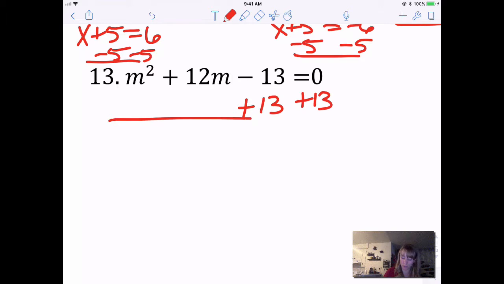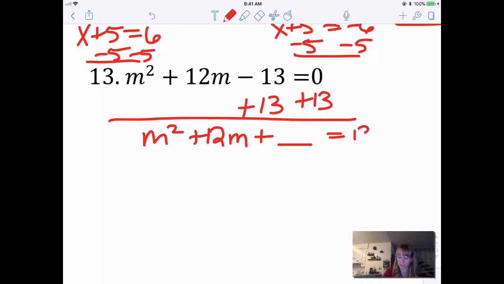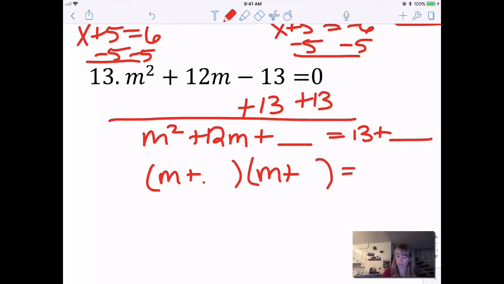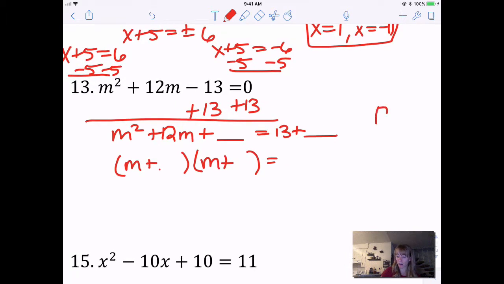It's like an extra number. m squared plus 12m, and then I'm going to say plus blank equals 13 plus blank. Because now I've got m plus something times m plus something. And I want to take that 12 and divide it by 2. I want to split it into those two parentheses. So that'll be plus 6 and plus 6.